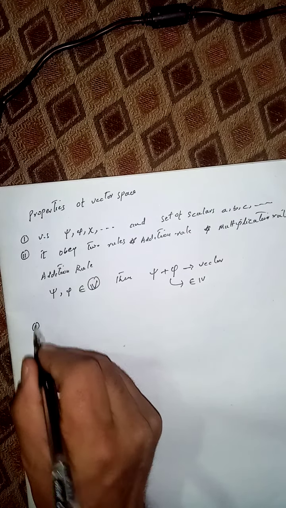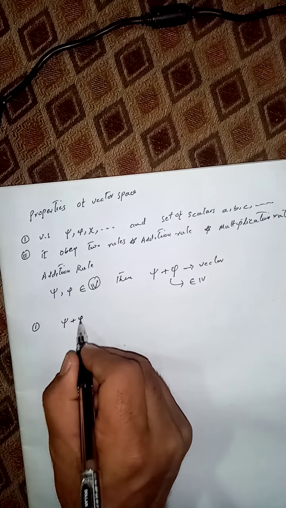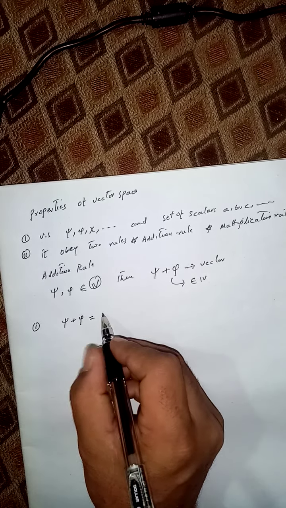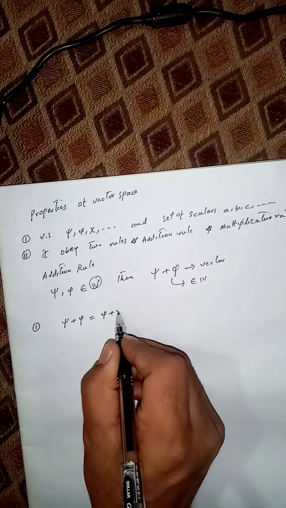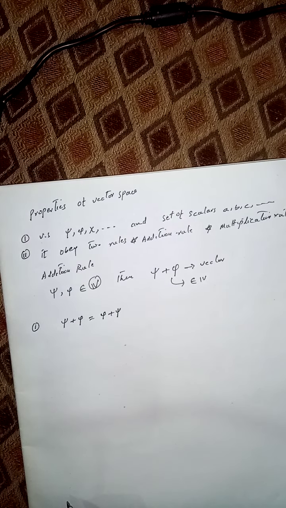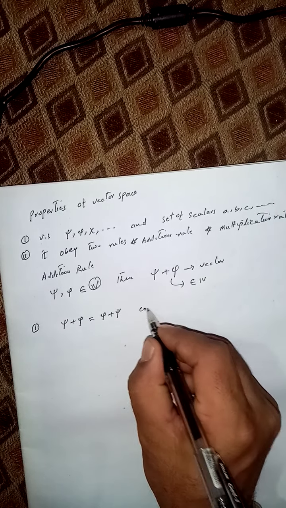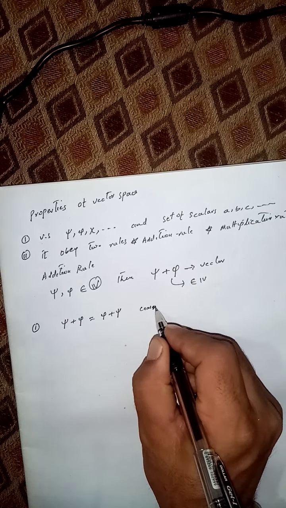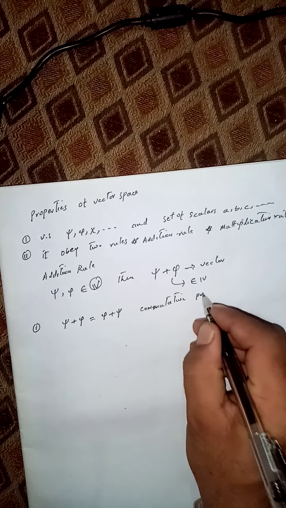The first one is, if I add phi with psi, or if I add psi with phi, the result will be the same. This is called the commutative property.